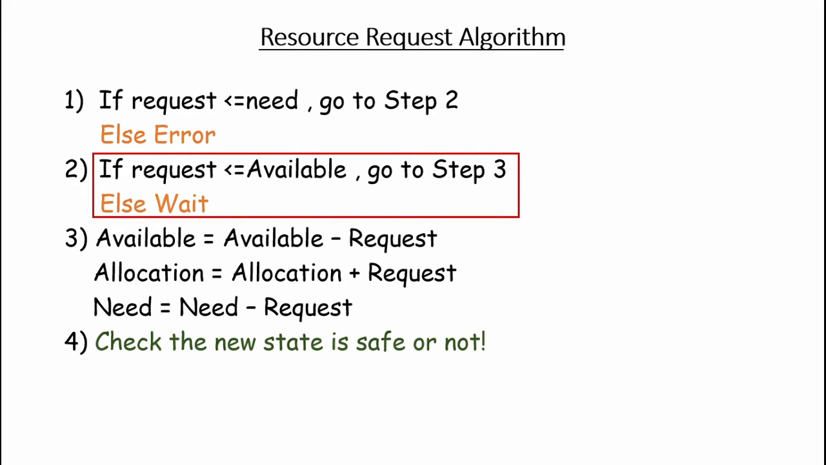If the request is less than or equal to available, go to step 3. So obviously we can give only the amount of resources we have. We cannot give more than the amount of resources that we have. So we have to check if request is less than or equal to available.